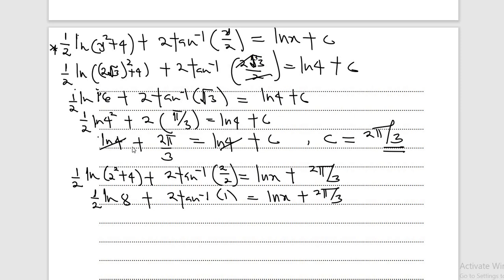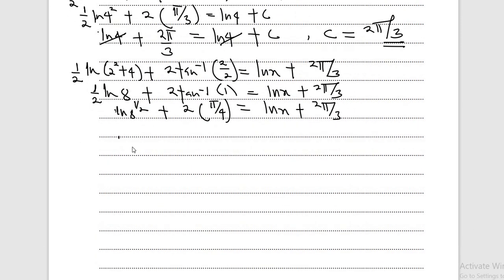Arctan 1, what does it give us? Tan of 1 is 45 degrees. That's pi over 4, 180 divided by 4. Put your calculator in radian anyway. So this one, half ln 8, I can do just ln 8 raised to the power half plus 2 arctan 1, which is pi over 4, input in the calculator, equal to ln x plus 2 pi over 3.